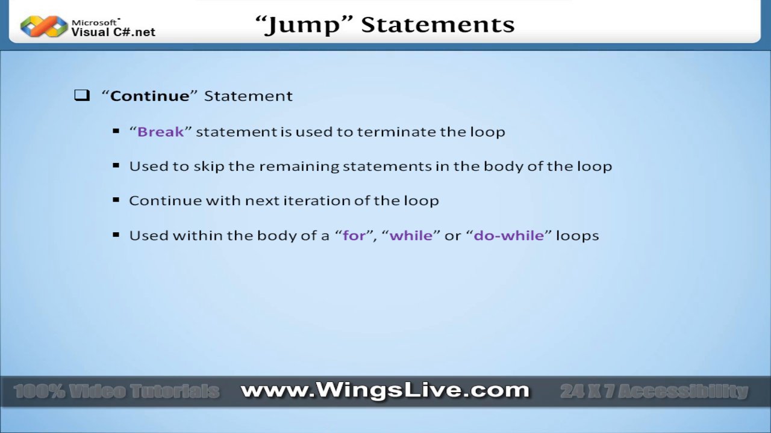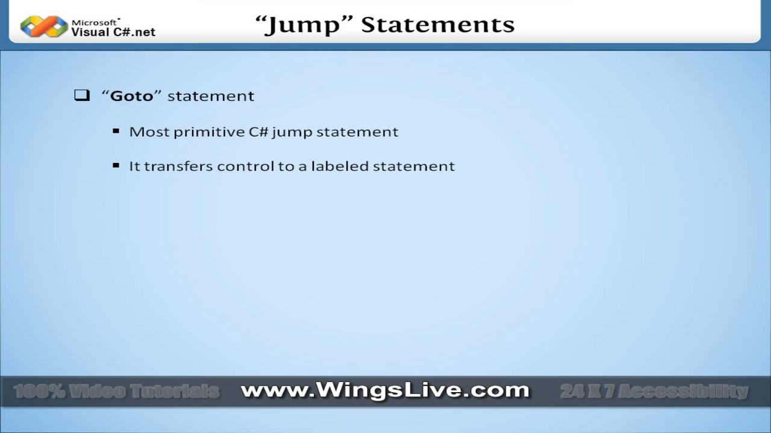Now, let's move on to the goto statement. The goto statement is the most primitive C# jump statement. It transfers control to a labeled statement. The label must exist and be in the scope of the goto statement. Now, let's talk about the jump statements with an example.